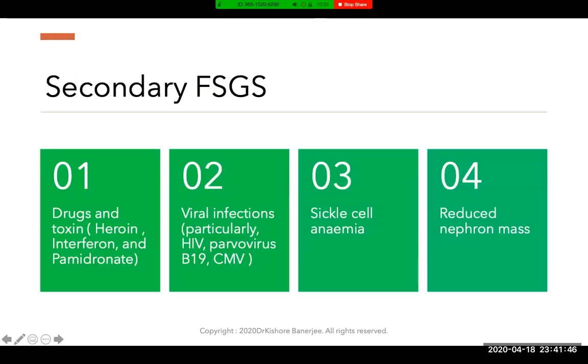Secondary FSGS, as I mentioned, could be due to various reasons. So you need to look into the exact cause which is leading to the development of the secondary FSGS. It could be due to drugs and toxins, as I mentioned. Heroin abuse is a common one, interferon, pamidronate, and viral infections, particularly HIV-associated nephropathy, which is a prime example of secondary FSGS. It could be due to parvovirus B19, it could be cytomegalovirus, sickle cell anemia, glucose-6-phosphate dehydrogenase deficiency could also be associated, glycogen storage disorders are also associated, and it could be due to reduced nephron mass also.